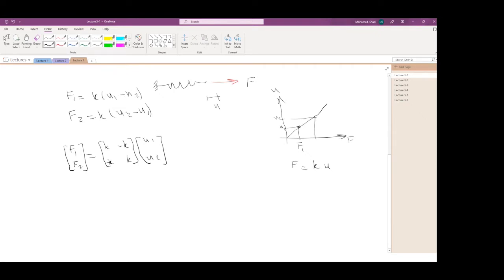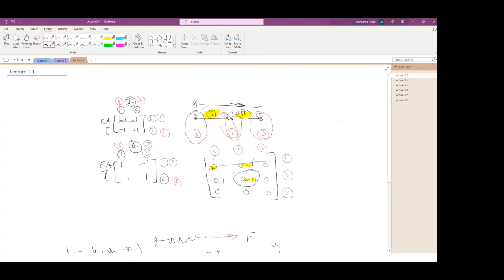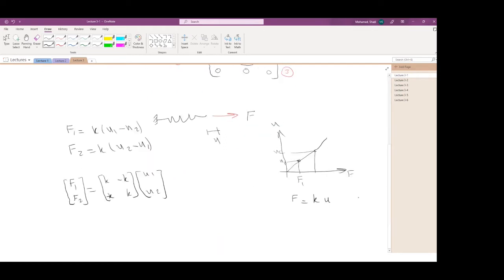Well, this is just the same equations written in matrix form. Now, if you look into this one, you would remember that this is very similar to this stiffness matrix. In fact, if you just take the K to the outside, you'll have 1, minus 1, minus 1, and 1, multiplied with U1 and U2 is equal to F1 and F2. So this is pretty much exactly the same behavior for the bar.